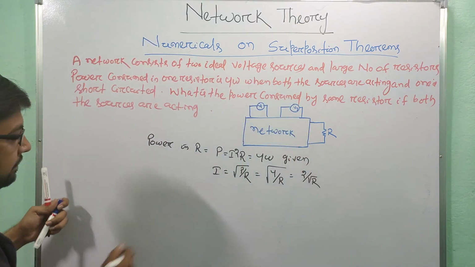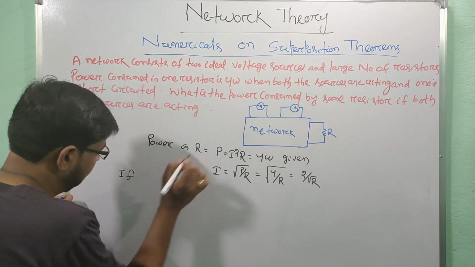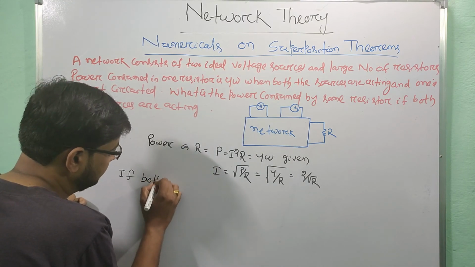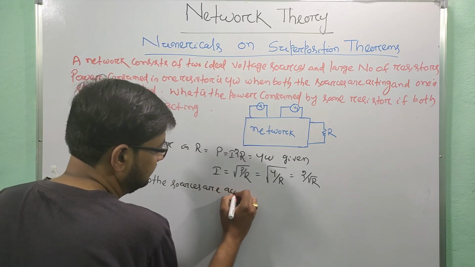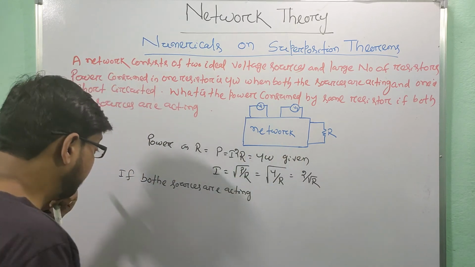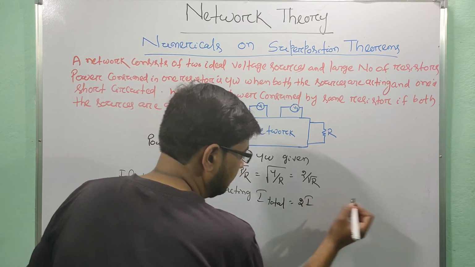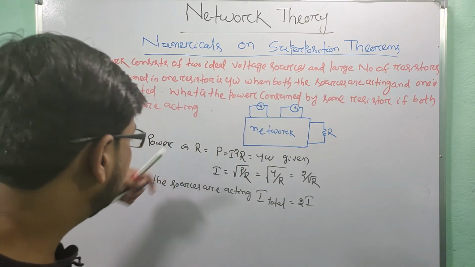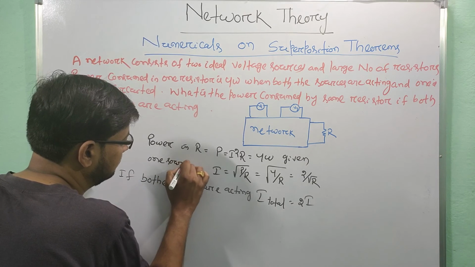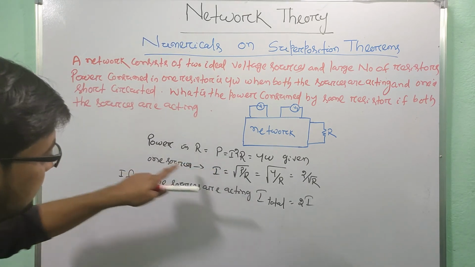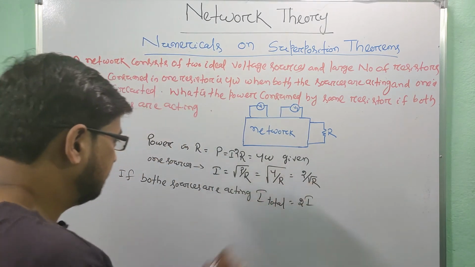After that we will see, if both the sources are acting, then what is my current value? I total is equal to 2I. Okay, so here my I, if one source is acting, the I value is 2 by root R. If both the sources are acting, then I total is equal to 2I. So what is my 2I value?